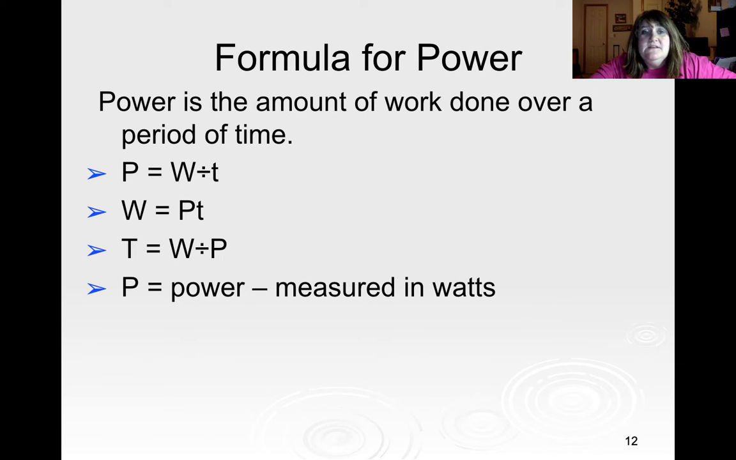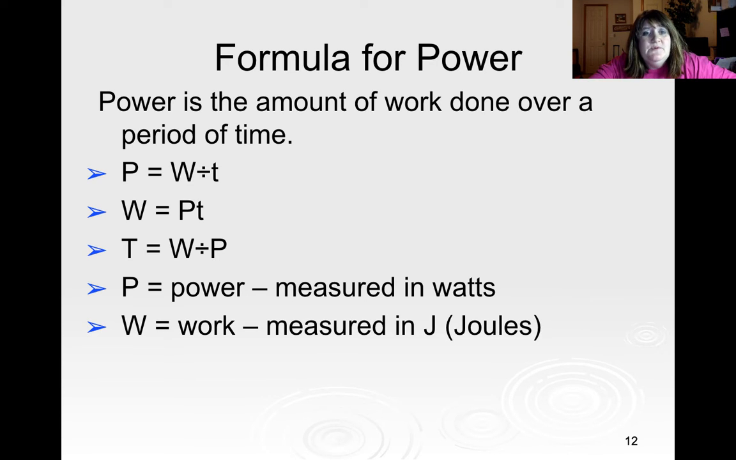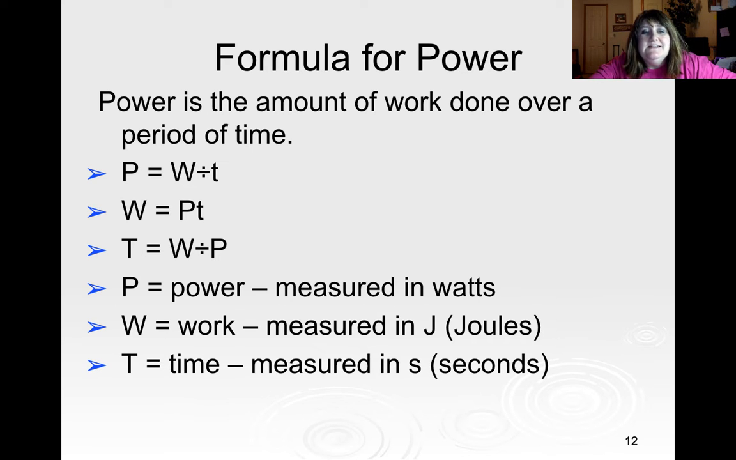Now, P is power, not to be confused with momentum, and it's measured in watts. W is work measured in joules, and T is time measured in seconds. Be very careful about W for work and W for watts.